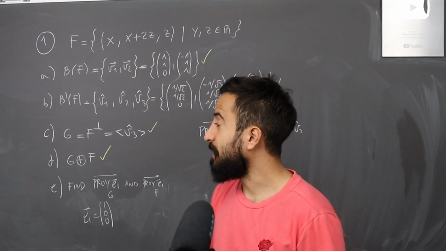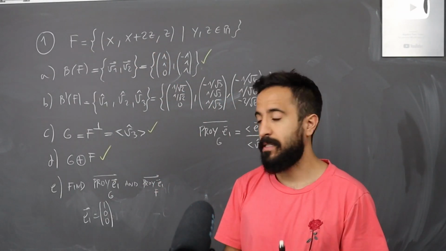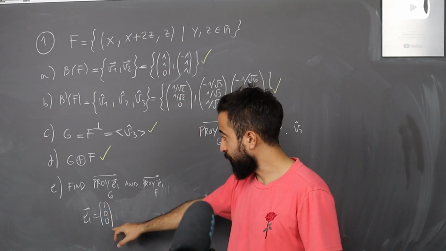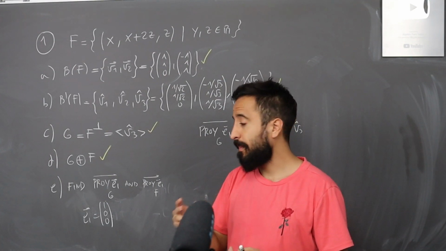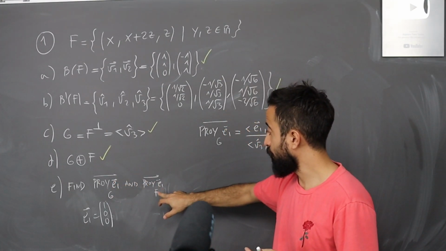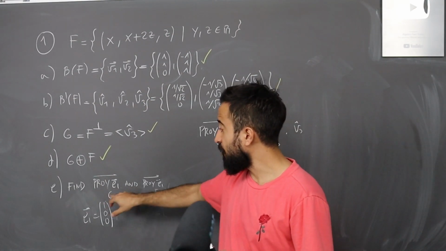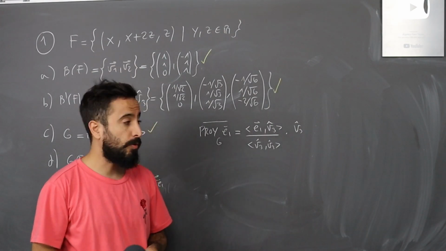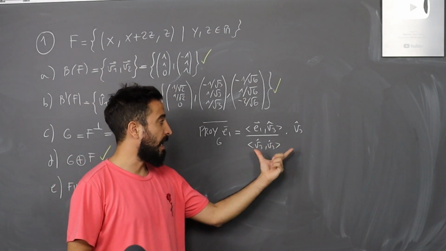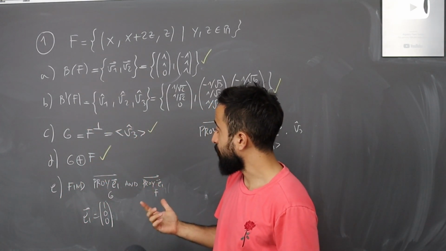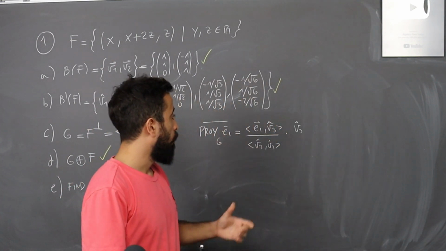For the last part of this first exercise, they give us a vector E1, which is the vector 1, 0, 0, and they ask us to find both the orthogonal projection of that vector onto G and onto F. Let's start with G because it's way easier. If we want to find the orthogonal projection, we just have to make this with every vector of the base. So since G has just one vector, B3, we have this.